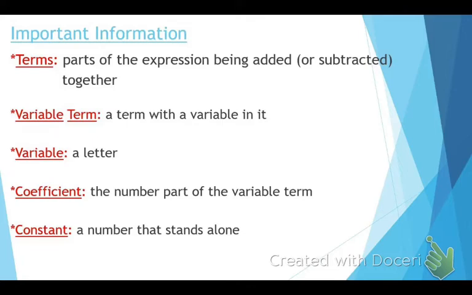The first one you hear is called parts of the expression being added or subtracted together. Those are our terms. What is a term with a variable in it called? A variable term, okay? And remind me again, what is a variable, class? A letter. It's any letter that you can use. A coefficient. Read to me the definition of a coefficient. The number part of the variable term. Everybody, more than just one person. What's a coefficient? The number part of a variable term. Excellent. And finally, class, what is a constant? A number without variables.